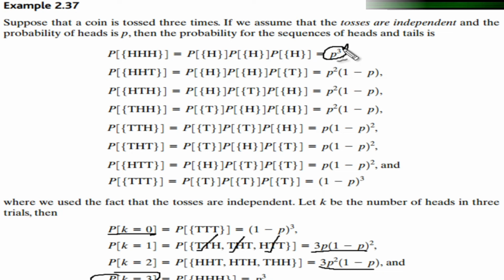These are basically sequential experiments which are independent of each other. In these three trials, all the events are independent of each other. So this is the general discussion. Let's move on towards the mathematical equation for a binomial random variable.